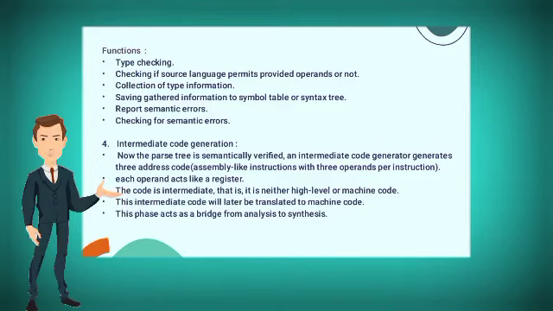Fourth point is intermediate code generation. Now the parse tree is semantically verified. An intermediate code generator generates the three address code, assembly-like instructions with three operands. Each operand acts like a register. The code is intermediate, that is, it is neither high level nor machine code. This intermediate code will later be translated to machine code. This phase acts as a bridge from analysis to synthesis.